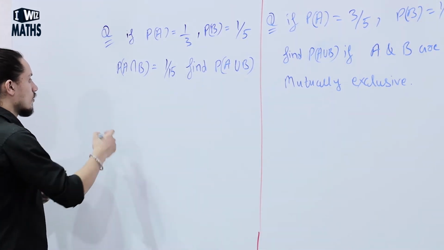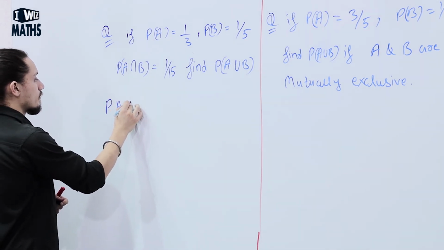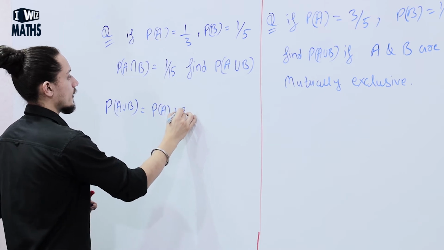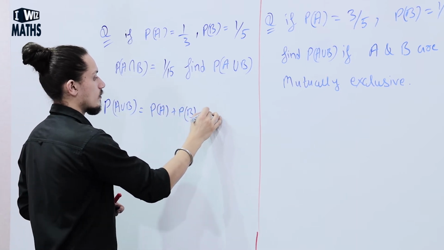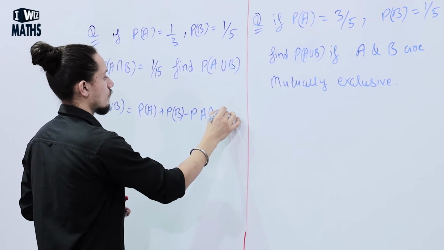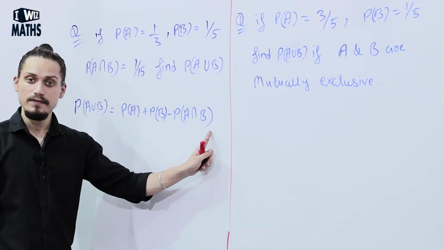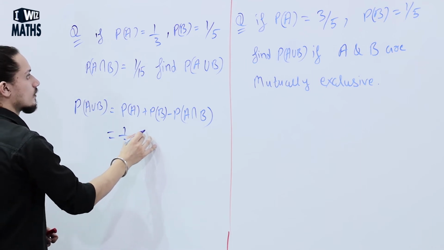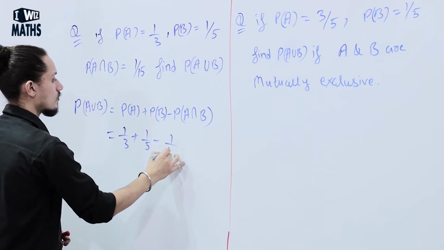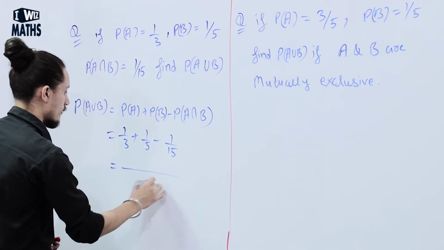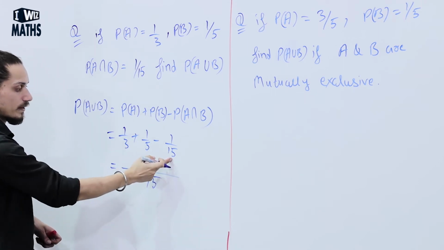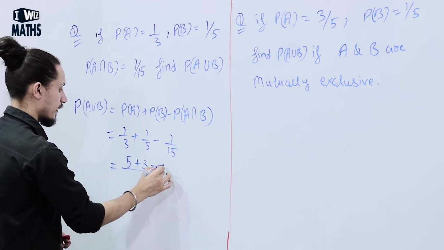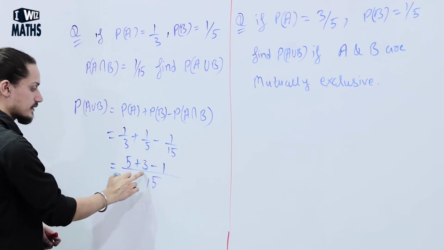So we know probability of A union B is equal to probability of A plus probability of B minus probability of A intersection B, or A and B. सबकी वैल्यू हमारे पास है, पुट कर दो. वी गेट 1 upon 3 plus 1 upon 5 minus 1 upon 15. टेकिंग LCM we get 15. 3 5s are 15, so 5 plus 5 3s are 15, 3 minus 1, which is equal to 5 plus 3, 8.